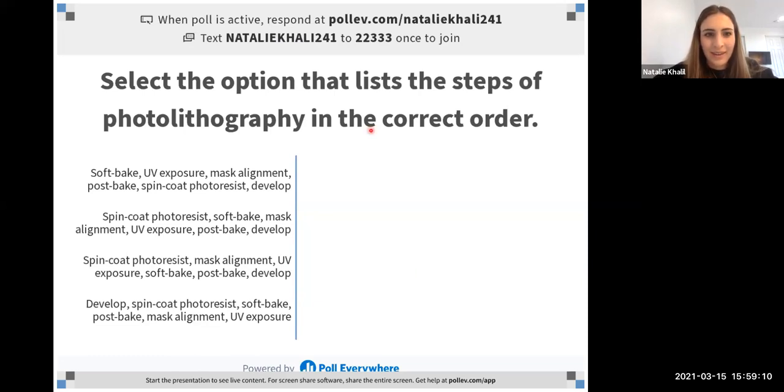All right. Yeah, so we have spin coat, soft bake, mask alignment, UV exposure, post bake, and then development. That is the correct answer. So let's see, what was the other option? Spin coat, mask alignment, UV exposure. Yeah, so the soft bake and post bake steps were out of order in that question. Otherwise, the rest were correct. So the soft bake step actually happens immediately after you spin coat the photoresist. That is because, as I've mentioned, the photoresist is initially dissolved in a solvent. And so after we spin coat it, we need to evaporate out some of that solvent so that we're left with just the photoresist in a dry layer.